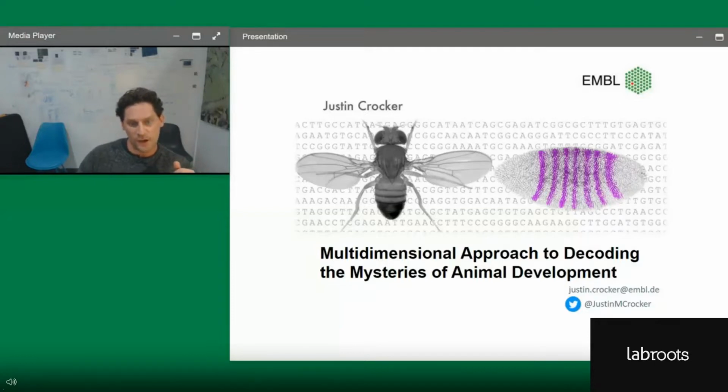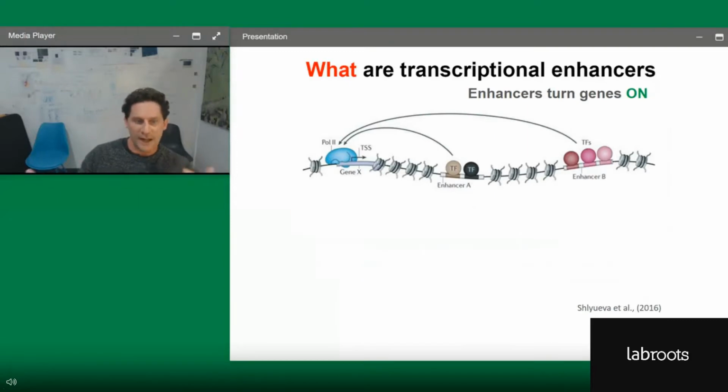And what I want to walk through first is why we are interested in transcriptional enhancers. What are they? What are they doing? And how within our group are we studying these? And then I'm going to do a real deep dive, walking you through the actual experiments we're doing within our group and the new biology we think this is revealing, right? So first, what are transcriptional enhancers?